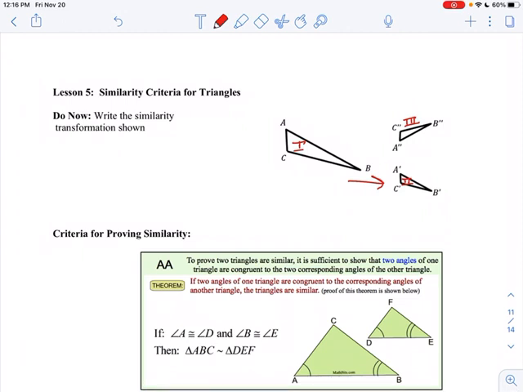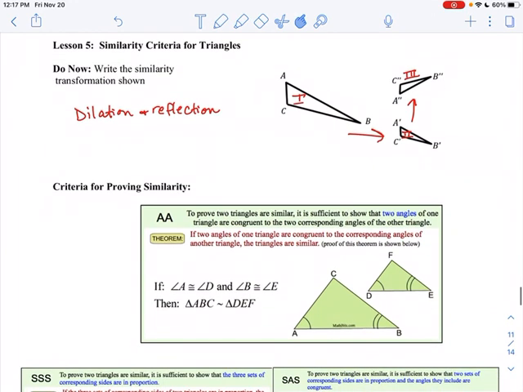What did I do? Well, you can see that the size has changed, so that means I must have done a dilation. And then how did I get from triangle 2 to triangle 3? Well, the size stays the same from 2 to 3, but I have flipped it, so that means I must have done a reflection. So that's just a review of some things that we've talked about already.